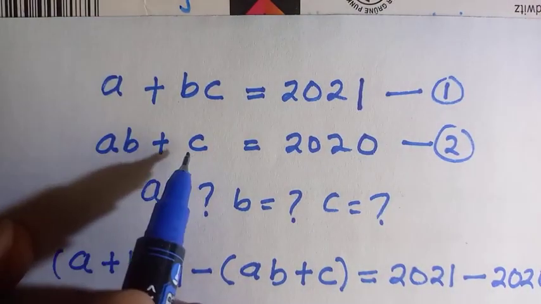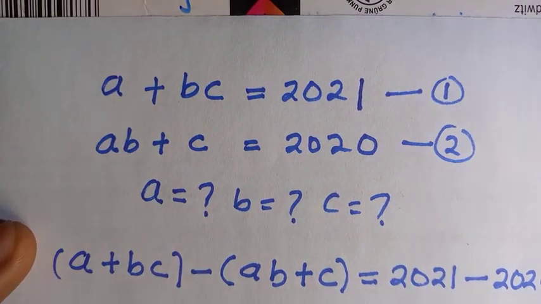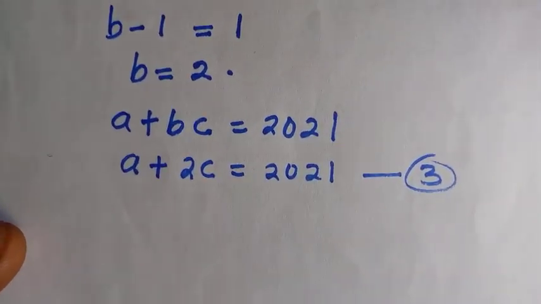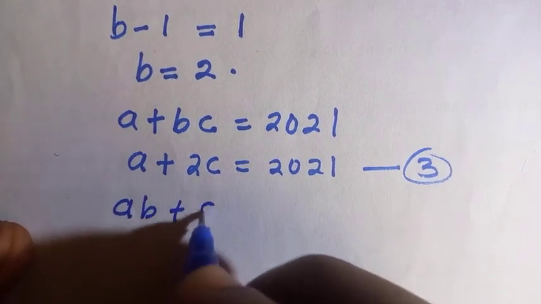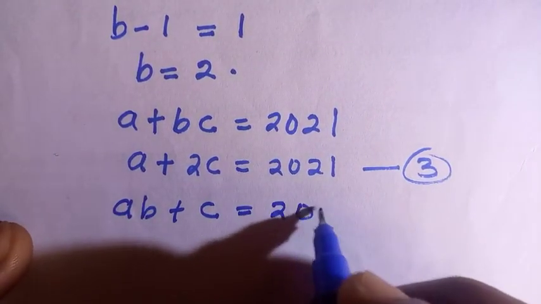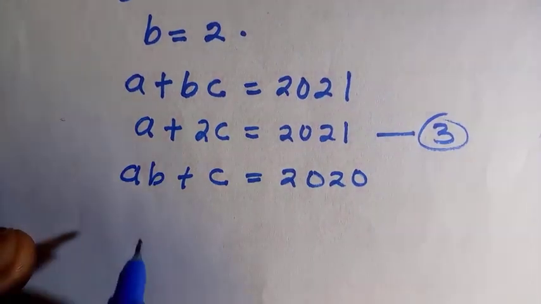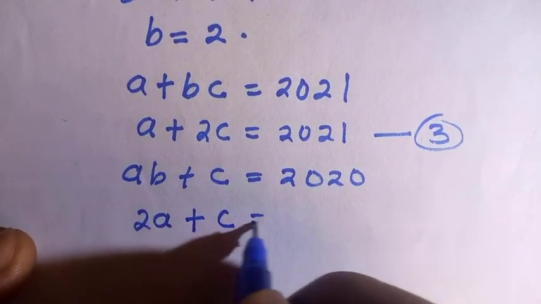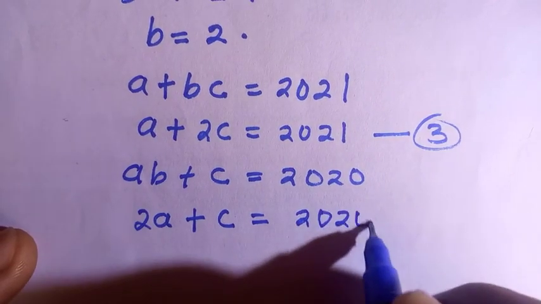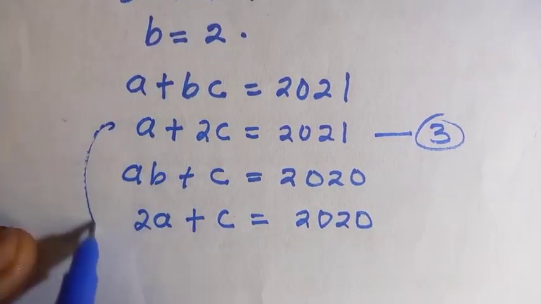While for the second one, which is ab plus c equals 2022, at b equals 2, we are going to have 2a plus c equals 2022. And we consider this one as equation 4.